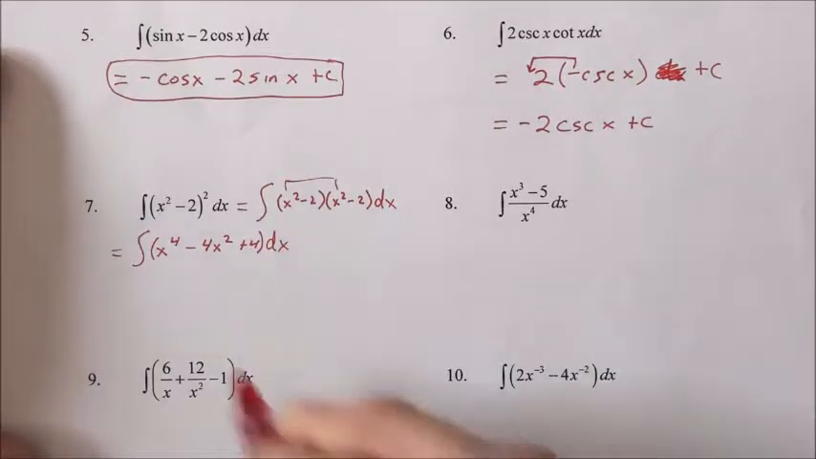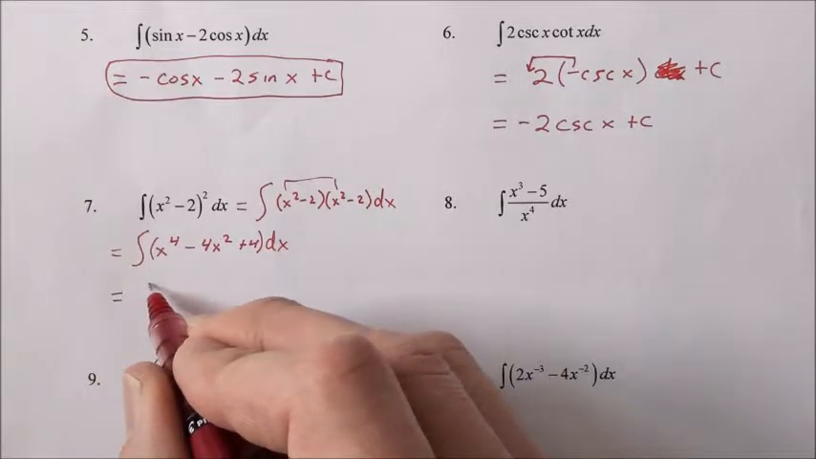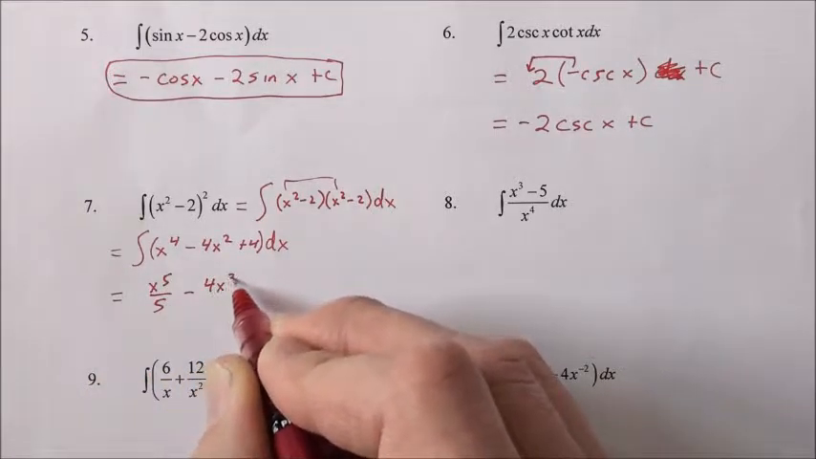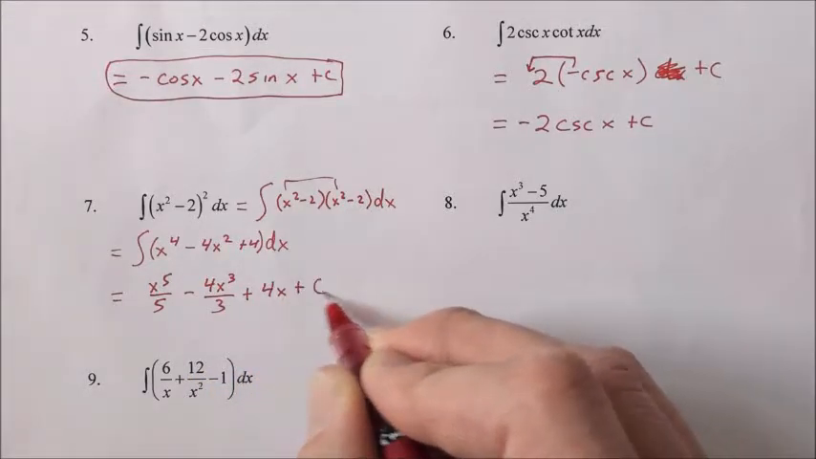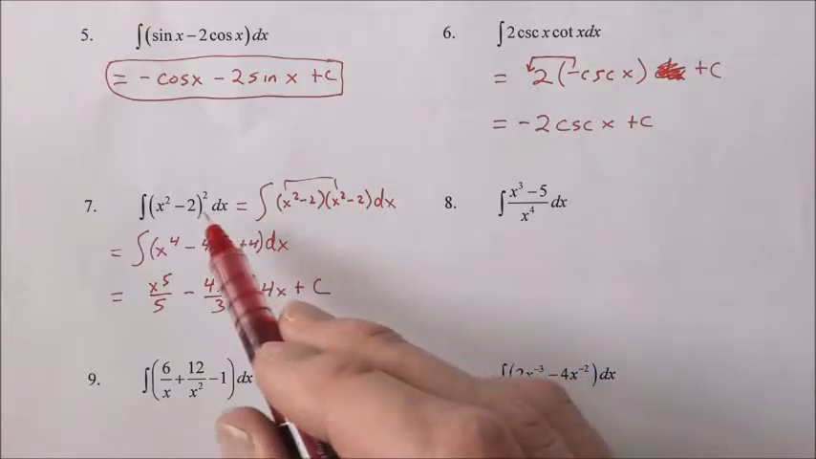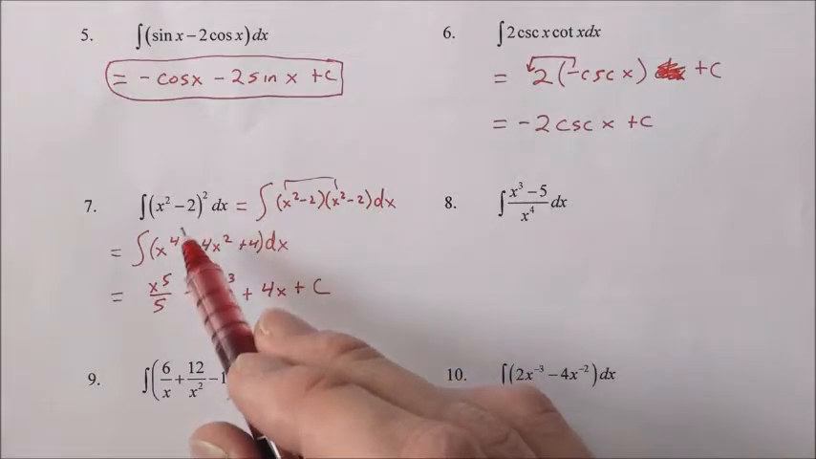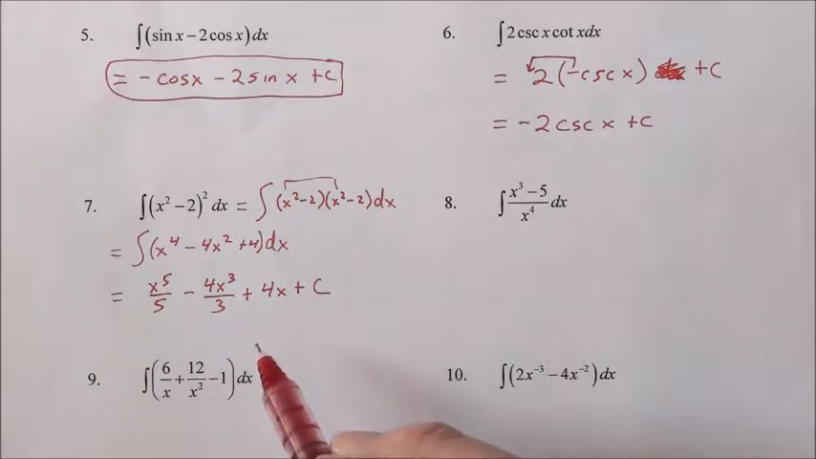Now, this is ready to be antiderived. So here we go. X to the 5th over 5 minus 4x to the 3rd over 3 plus 4x plus c. And we're done. But it cannot just turn into x squared minus 2 to the 3rd over 3 plus c. It will not work that way. That's not the same as this expression.